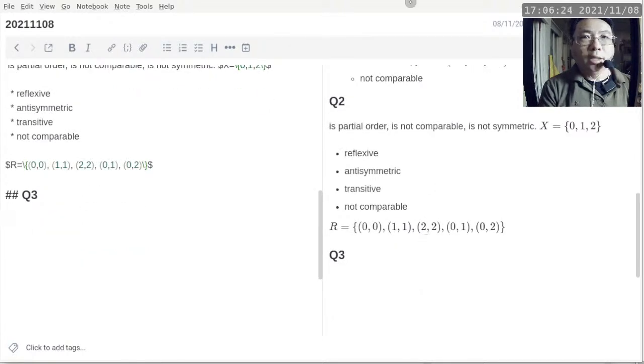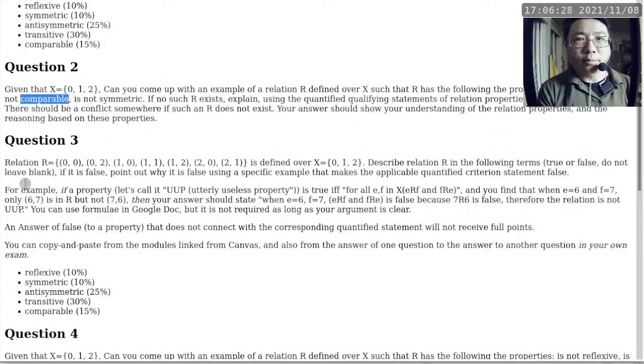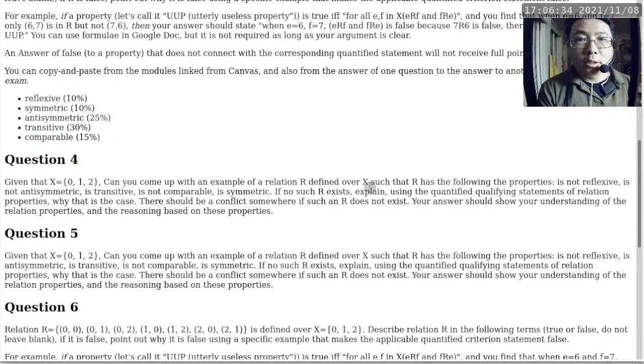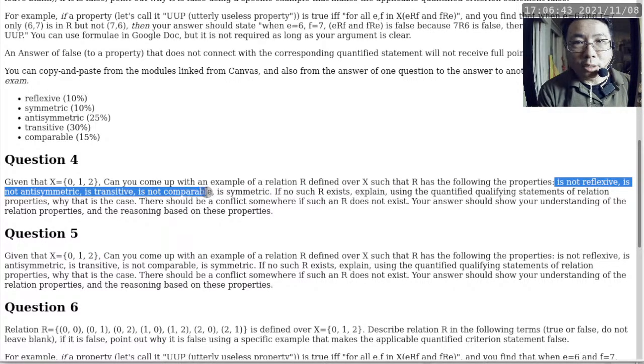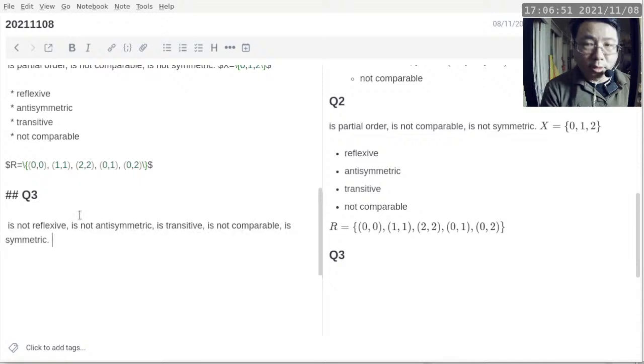All right. So we're going to go to the next example. We'll try question number 4. Question number 4 has the following requirements: is not reflexive, is not anti-symmetric, is transitive, is not comparable, and is symmetric. That sounds like fun. So we'll tackle this one.